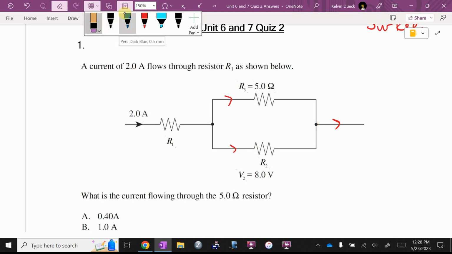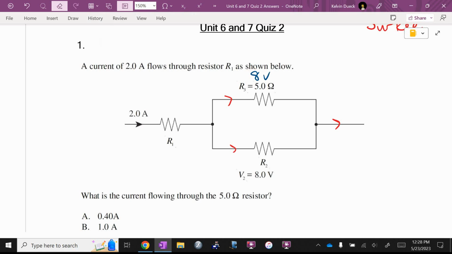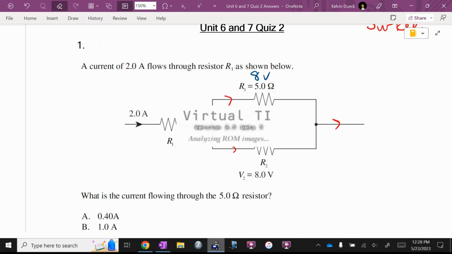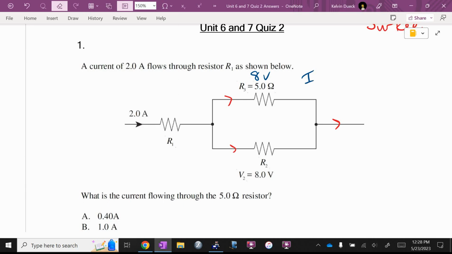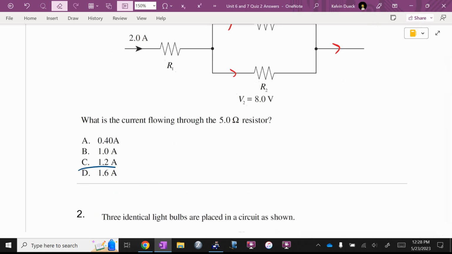Also, I know 2 things. I did that right away. Oh, and in fact, then I said, I'm nearly done. I can tell you the current. It's going to be V over R. It's going to be 8 divided by 5. Is it 1.6? Is there a 1.6 as an answer, I hope? D, yes, is that correct?